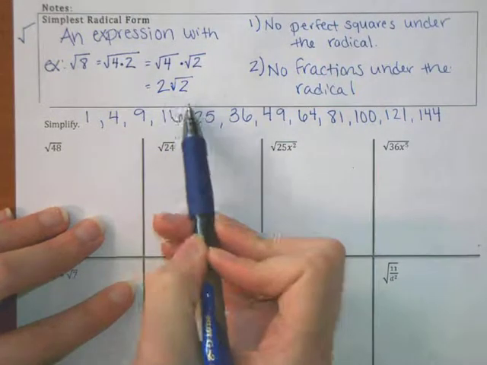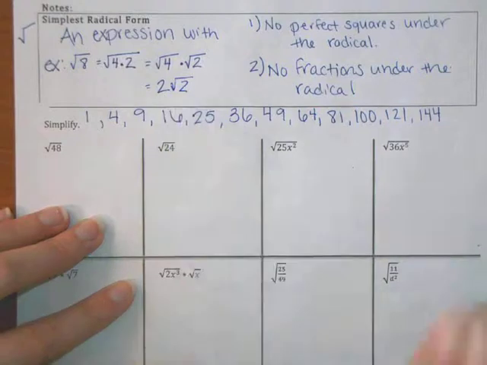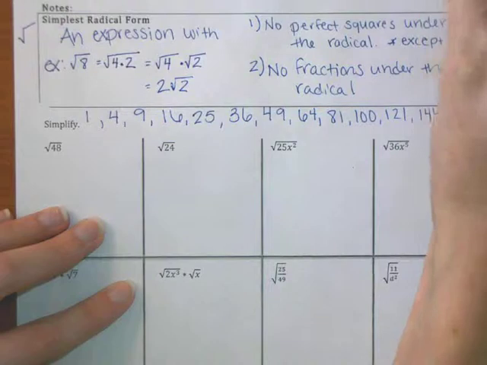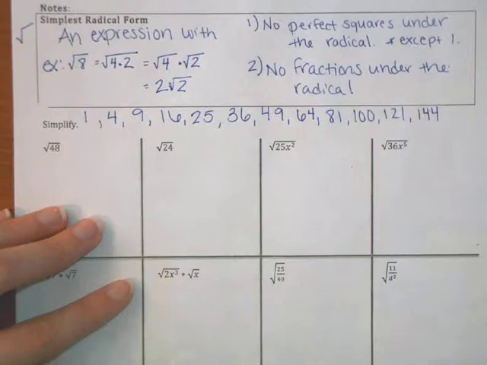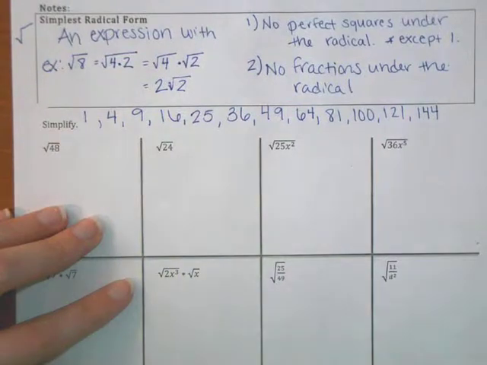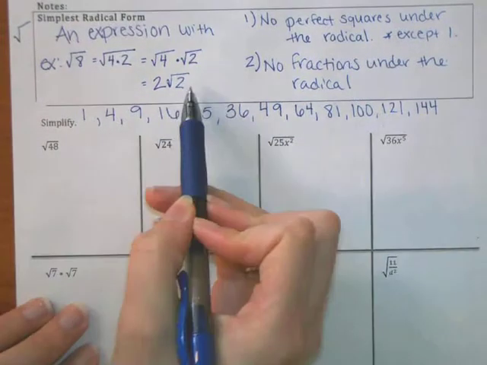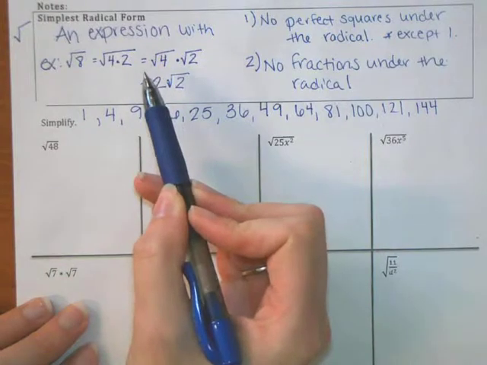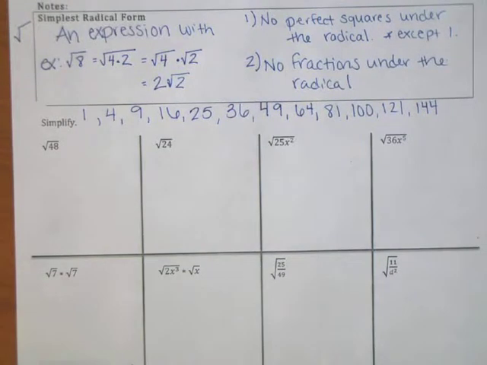And are there any perfect squares that go into 2? 1. Okay, there is 1, so we can accept 1, because we could sit and take 1 out of everything and it would never change it. So there's nothing smaller, no perfect squares except for 1 that go into 2, so we're all done. So this is something in simplest radical form. Okay?